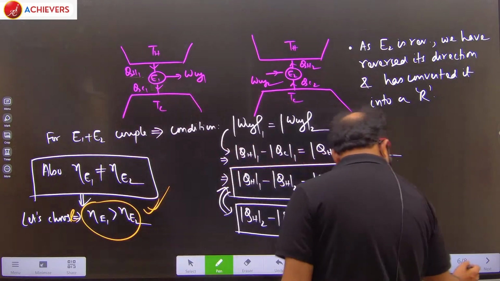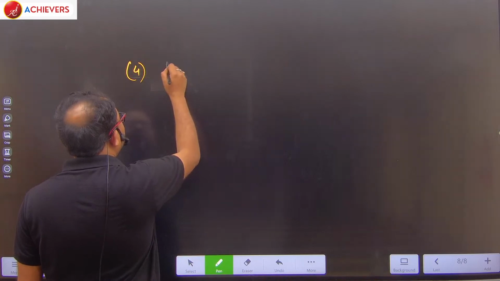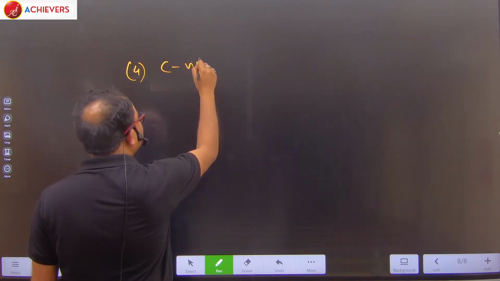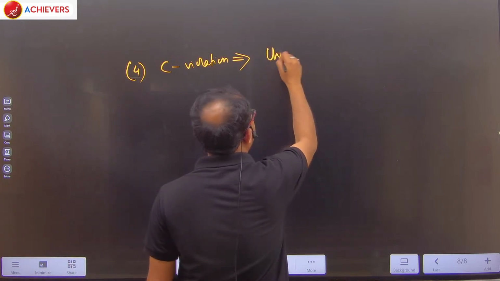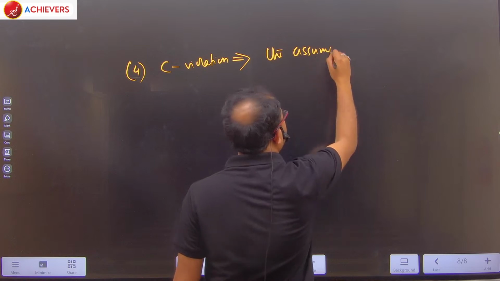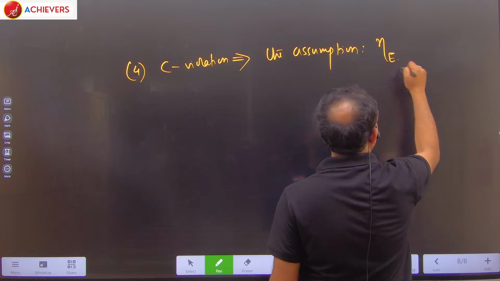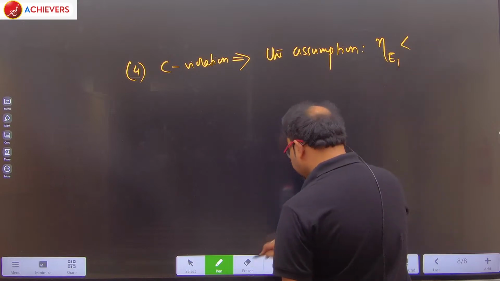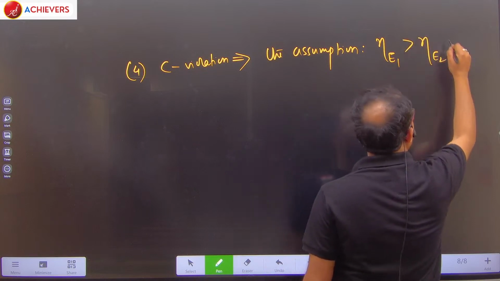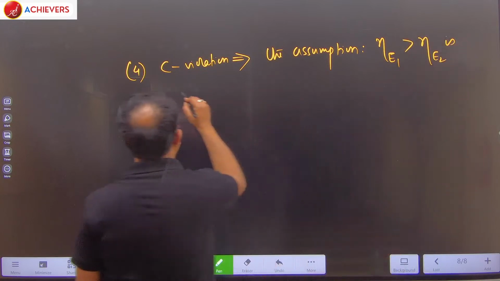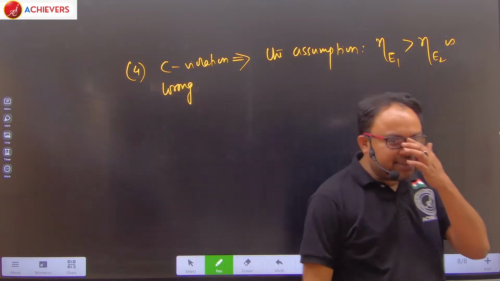So we can say that the C violation reveals that the assumption eta E1 less than eta E1 greater than eta E2 is wrong. This assumption is wrong.